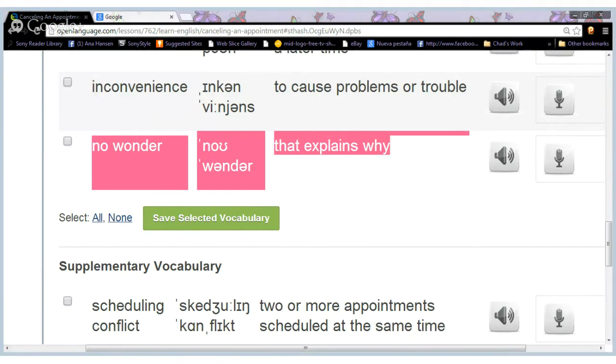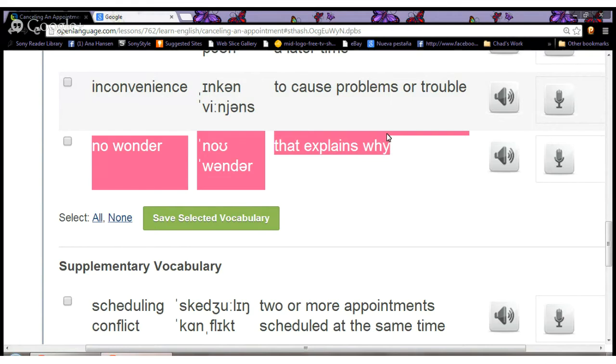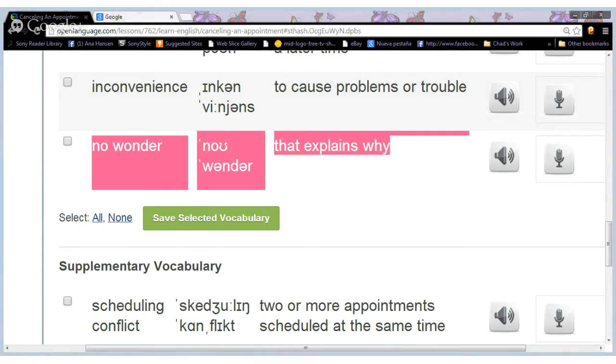No, it means that explains. Right here, this is the meaning. Okay, that explains why. So we have the pronunciation and the definition. No wonder why you couldn't make it. That's a popular way of how to say that. No wonder why you couldn't make it.